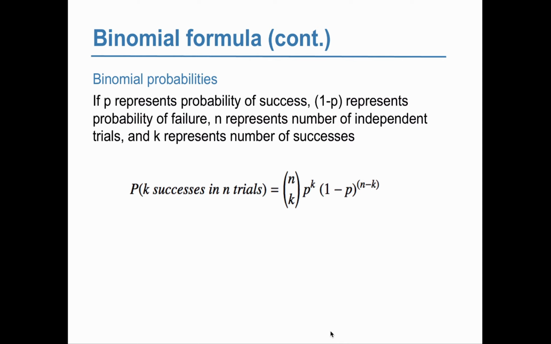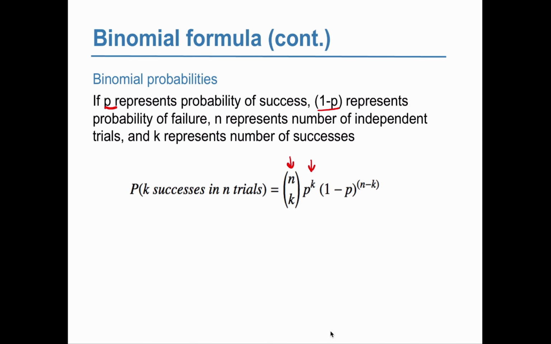So when we put the two parts of the binomial formula together, there's the n choose k part, and then there's the p to the k times 1 minus p to the n minus k part, right? Where p is the probability of success, 1 minus p is therefore the probability of failure, n is the number of independent trials, and k is the number of successes that we're looking for.